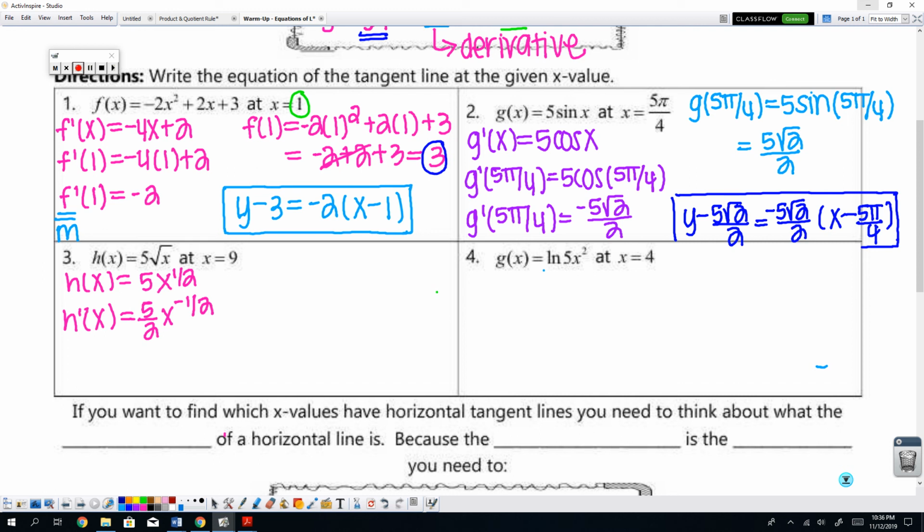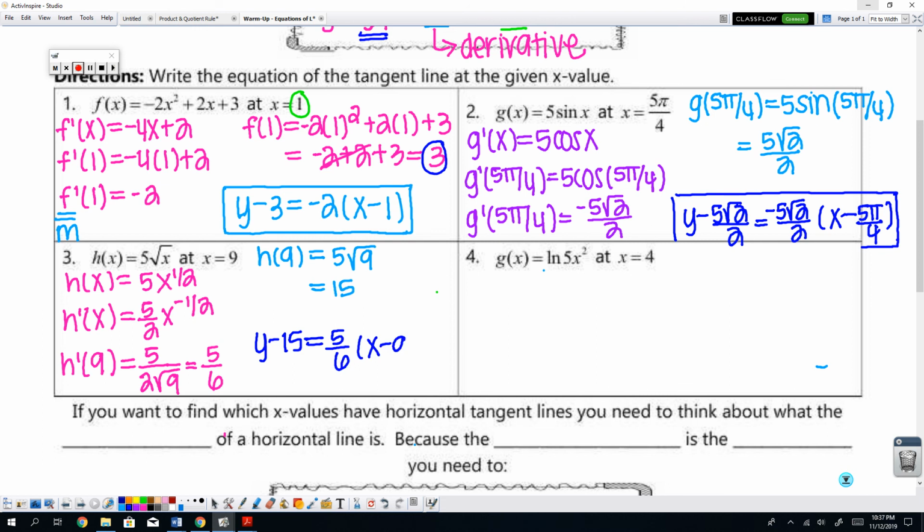Okay, so what we're going to do is h prime of 9. And I'm going to move this x to the 1/2 down and call it a square root again because it makes it a little easier to evaluate. So 5 over 2 square root 9, which is just 5 over 6. Okay, now for our y value, we're just going to plug it in. So h of 9 equals 5 square root 9, which is just 15. Okay, so final answer, y minus 15 equals 5/6 times x minus 9.